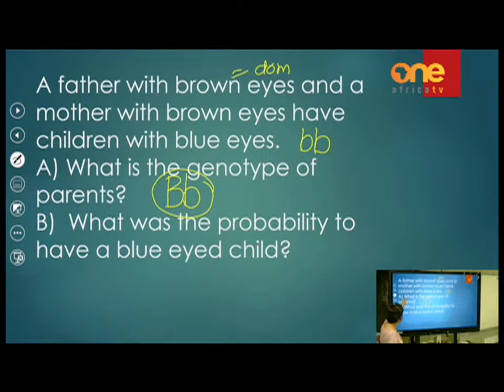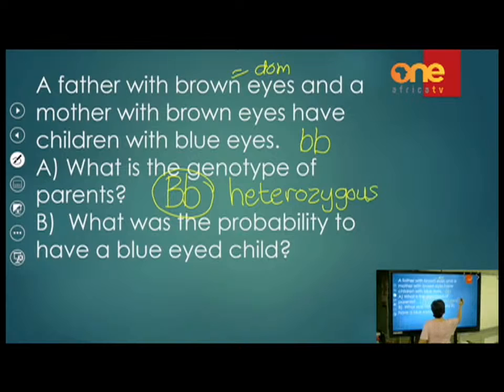What is their phenotype? Their phenotype is heterozygous brown. That will be their phenotype. Okay. What was the probability to have a blue-eyed child? What is the probability for these parents? So, I want us now to do a genetic diagram. So you are now going to open your textbook, please, on page 489, and you are going to write the genetic diagram from the top.